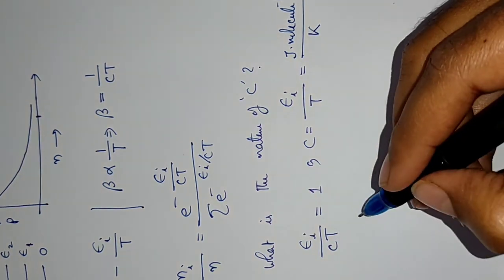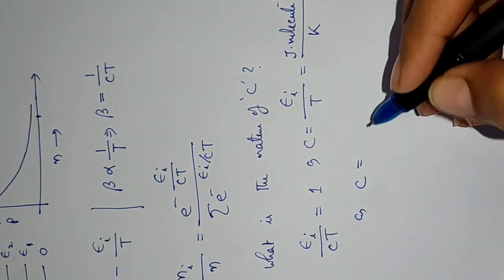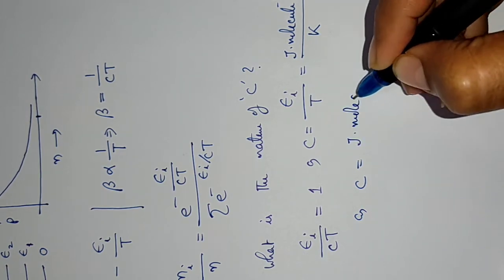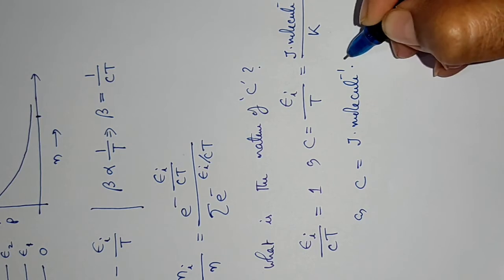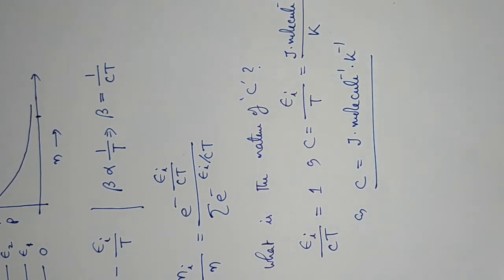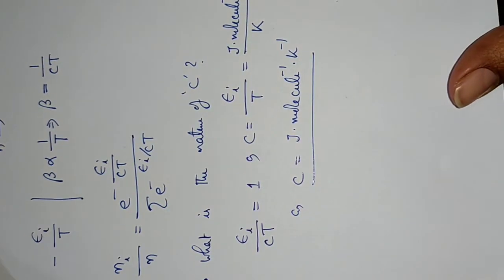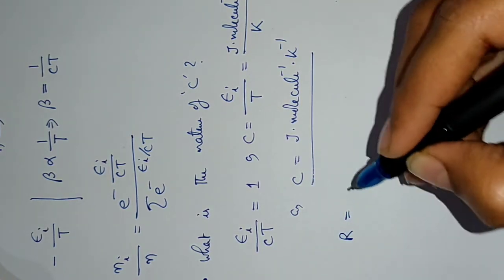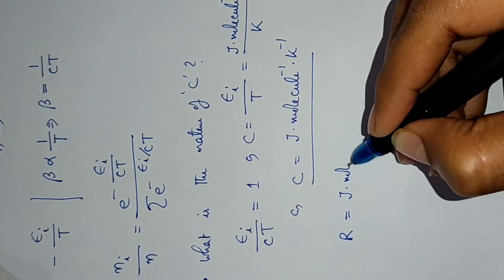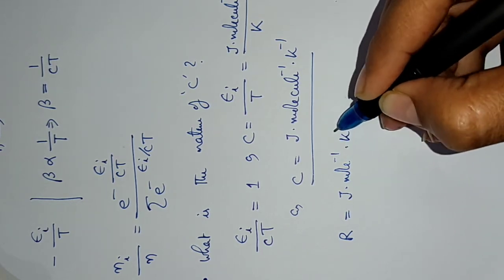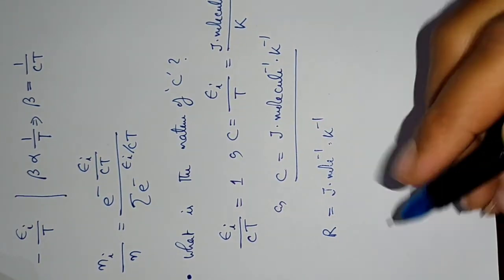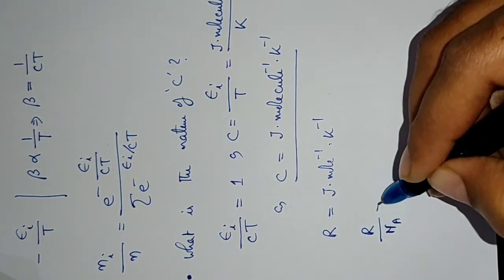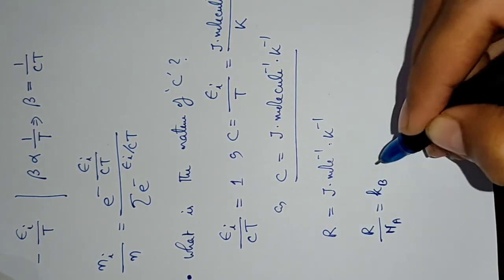So we get the unit of C to be joule per molecule per Kelvin. Next, we all know R, universal gas constant. Its unit is joule per mole per Kelvin. Now what happens if we divide it by Na? It becomes the Boltzmann constant Kb.